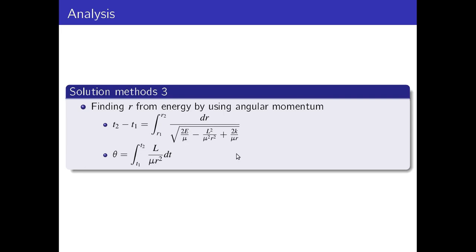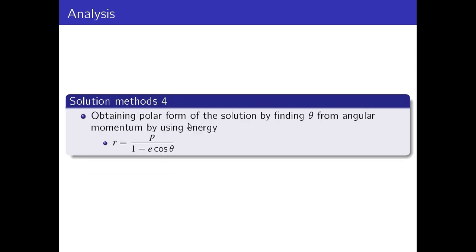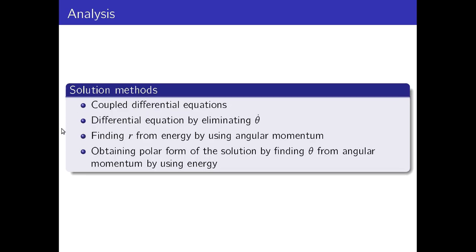We have also mentioned that by finding time from this integration and inverting the result, one can find r as a function of time, and then, similar to the previous method, one can find theta by integrating theta dot over time. However, there is a drawback to this method: one can carry out this integral at most for half of the period. The last method is obtaining the polar form of the solution by finding theta from angular momentum by using energy. However, there is also a drawback to this method: the time dependence of r and theta is lost. We have already used the first and fourth methods while studying different conic sections. Now we will show that the first three methods give consistent results.